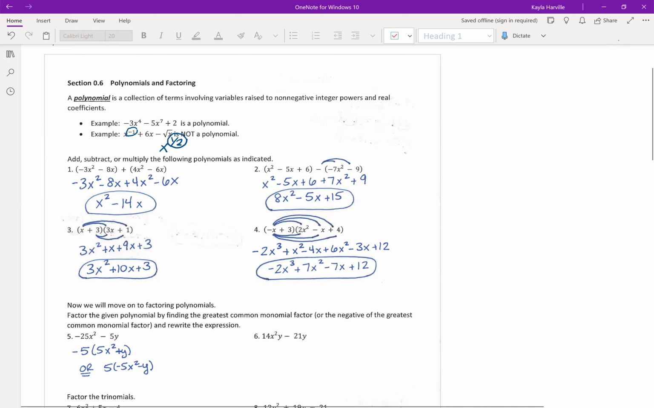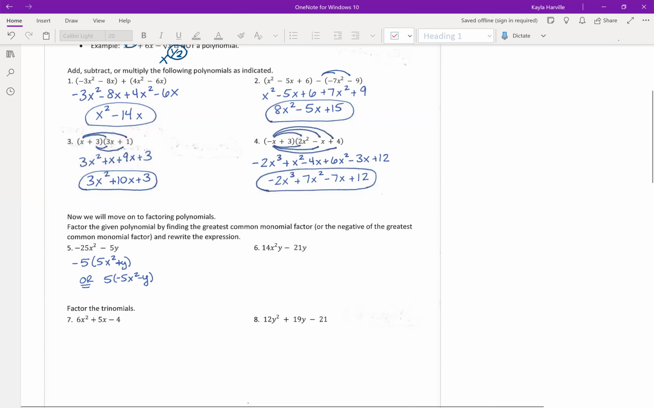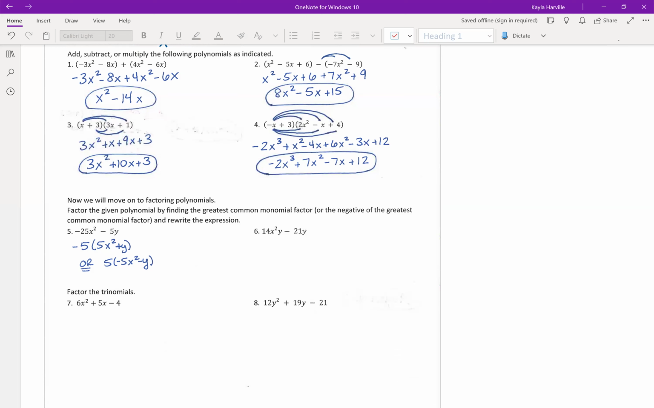The add, subtract, multiply, divide, I'm going to leave that for you. We're not going to actually divide here. We're just going to add, subtract, and multiply. On number 2, make sure that you distribute the negative. On number 4, make sure that you distribute the negative x to all pieces in the third polynomial over there, all three pieces, and make sure that you distribute the 3 to all three pieces in that second parentheses.